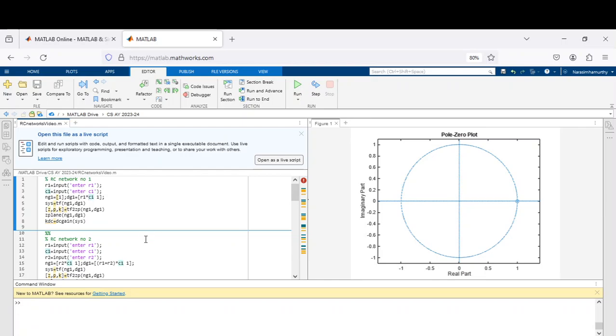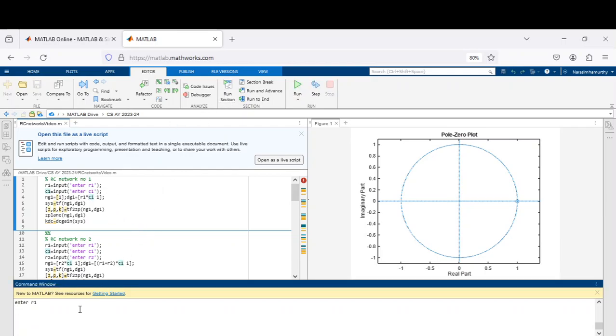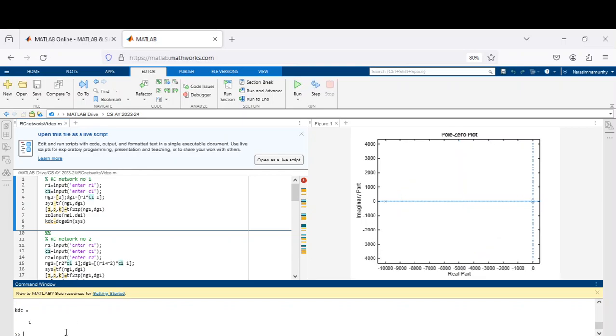So now it is asking, let me give it as now 1e-6. This is that value. If you can see now, the pole is at minus 10,000. Because I have reduced the value of R by 10 times, the pole has moved from minus 1000 to minus 10,000, because the pole position is inversely proportional to the value of R.